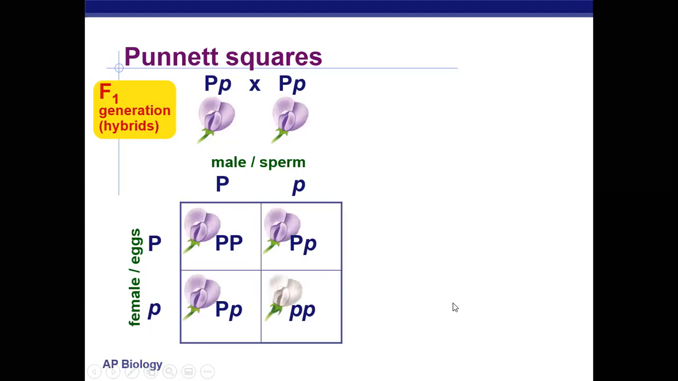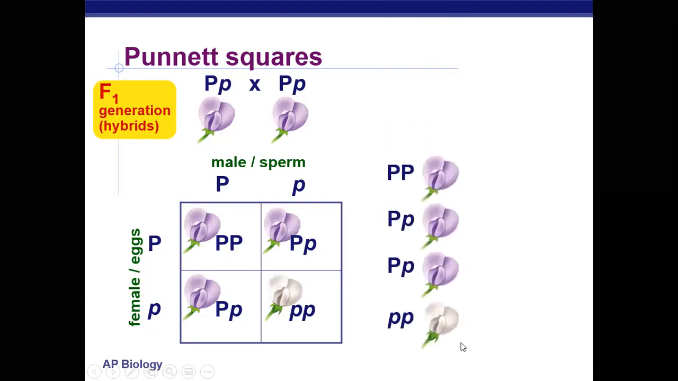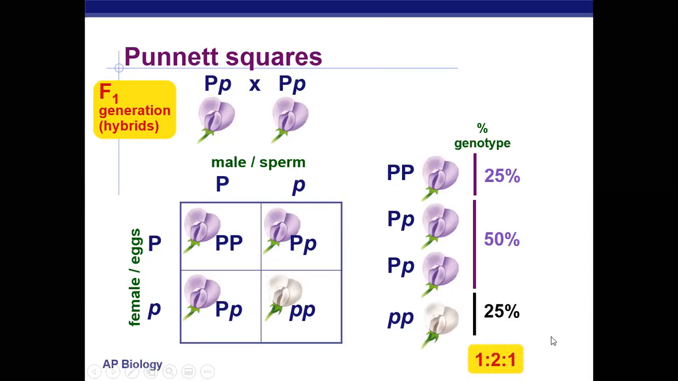And here is where we get the phenotypic ratio of 3:1. 3 purple to 1 white. So that's phenotype. And genotype is 25% big P, 50% big P, little p, and 25% little p, or 1 to 2 to 1. And there's our 3:1.